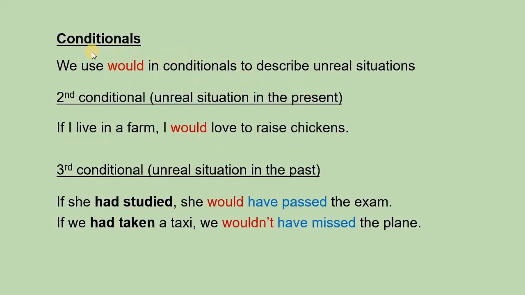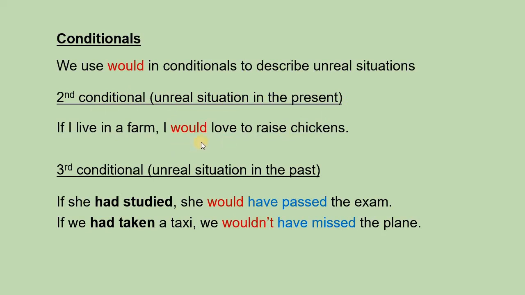Now let's move on to conditionals. We use would in conditionals to describe unreal situations. So conditionals is a name used in English grammar textbooks for a group of sentence structures that contain the conjunction if. So we have here second conditional, unreal situation in the present. Example, if I lived on a farm, I would love to raise chickens. That is a second conditional, unreal situation in the present, because you are not living on the farm.